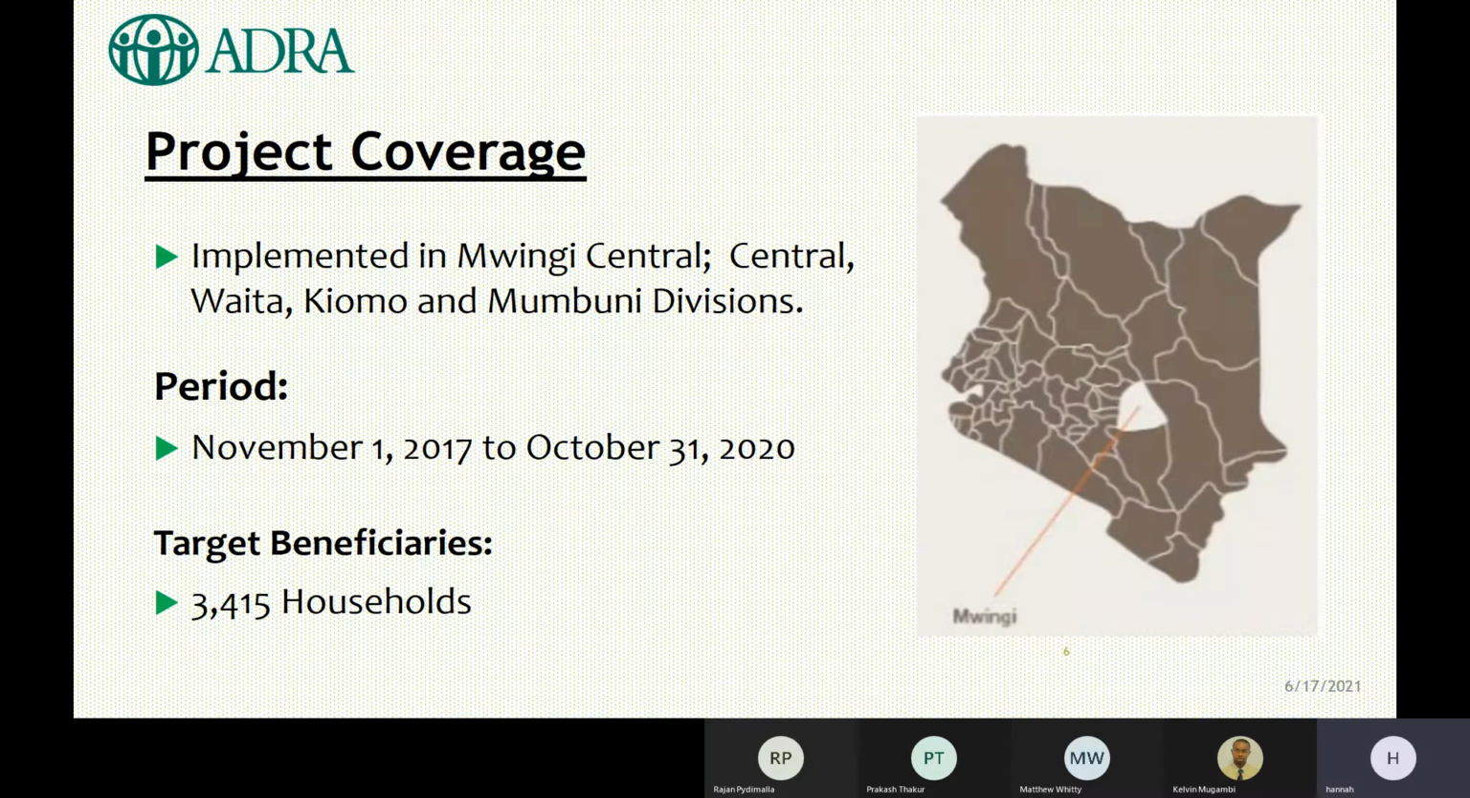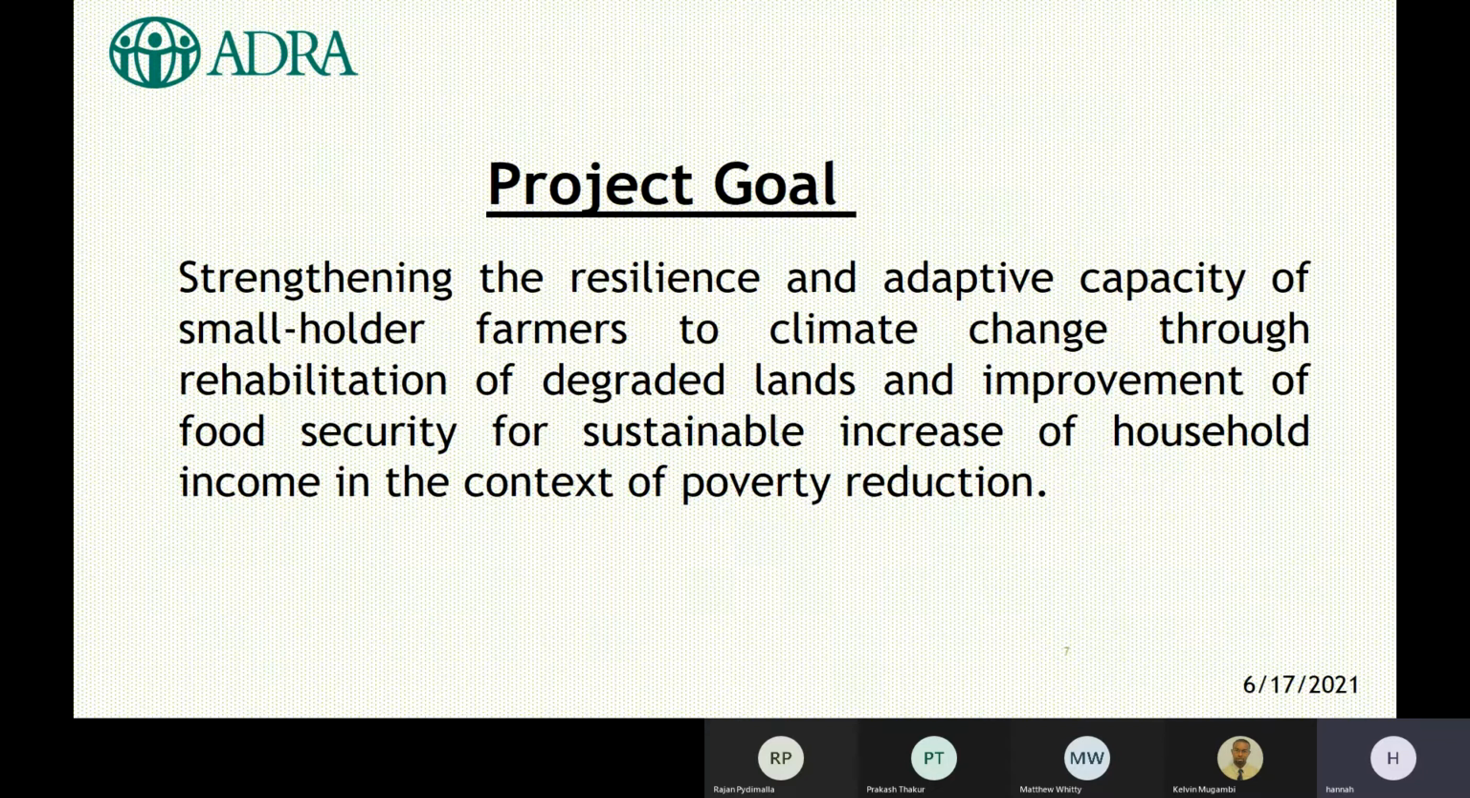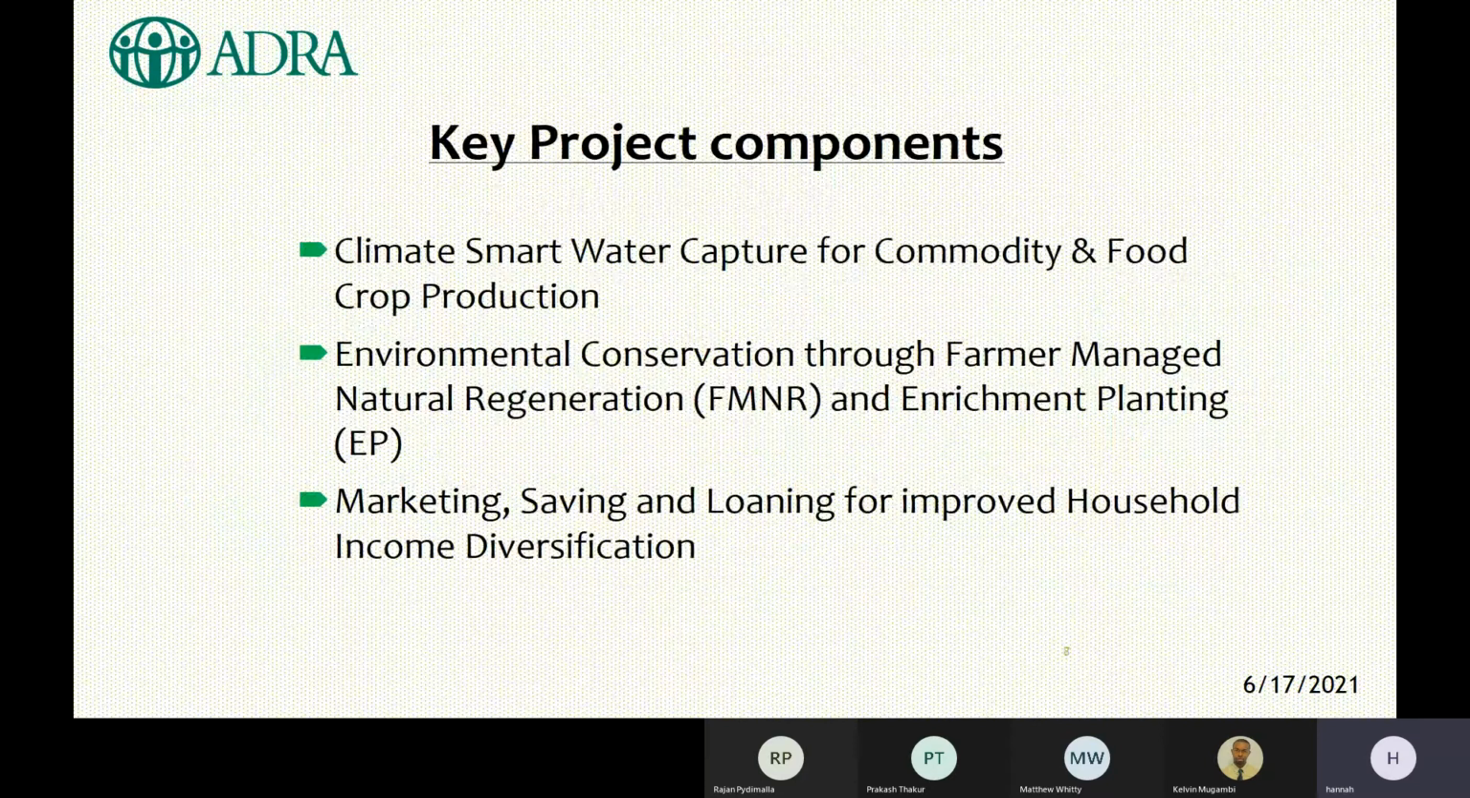The target beneficiaries were 3,415 households. The goal of this project was targeting smallholder farmers to strengthen their resilience to climate change. This was done through rehabilitation of degraded lands and improvement of food security, and at the same time providing household income as a way of reducing poverty.